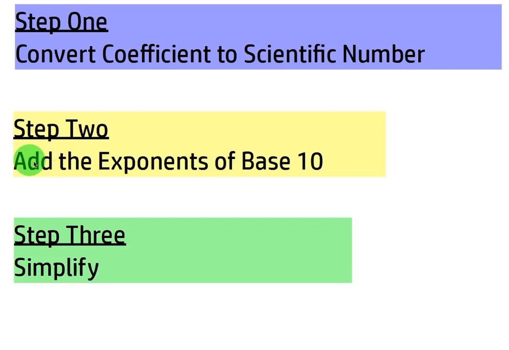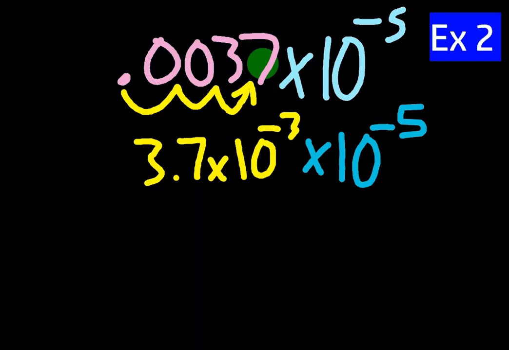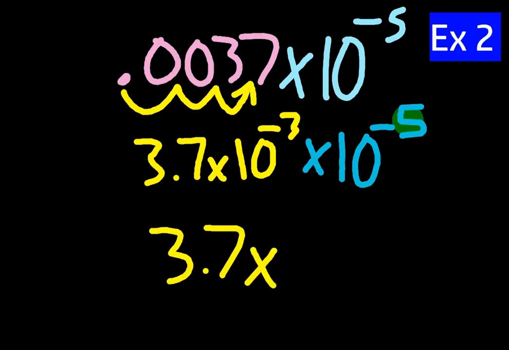And that leads us to step 2, which is to add the exponents of that base 10. Remember, when you multiply like bases, you add the exponents. So I'm just simply going to add the negative 3 and the negative 5. And that's going to give me what? Negative 8, right? So final answer is 3.7 times 10 to the negative 8.